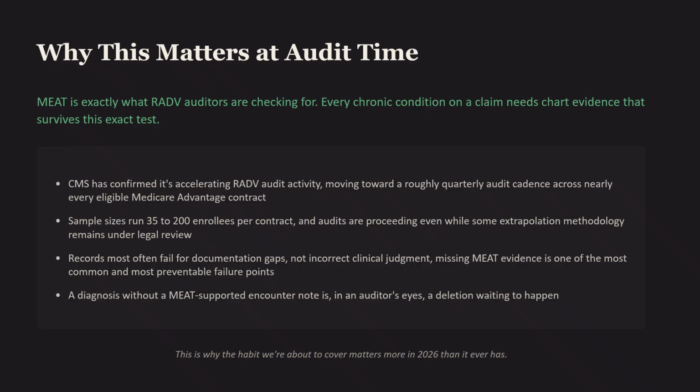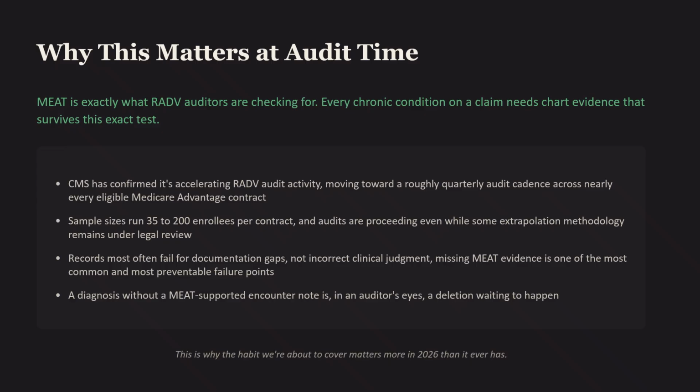So in my mind, it's just quite sad when the provider has done everything right and it still gets clawed back. And it's all because of documentation. You did it, you just didn't document it, right? So, in other words, a diagnosis without a MEAT-supported encounter note is, in an auditor's eyes, a deletion waiting to happen. It's not because the patient didn't have the condition. It's because the chart didn't prove that it was addressed.